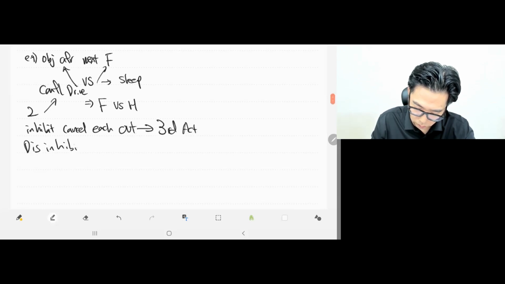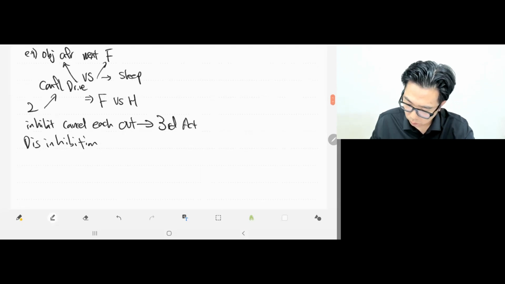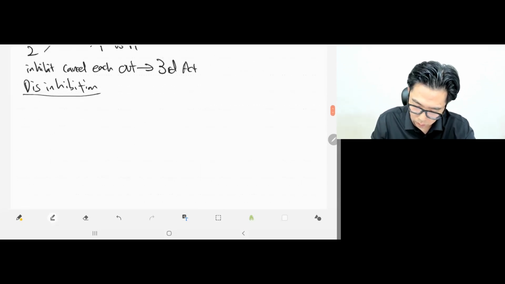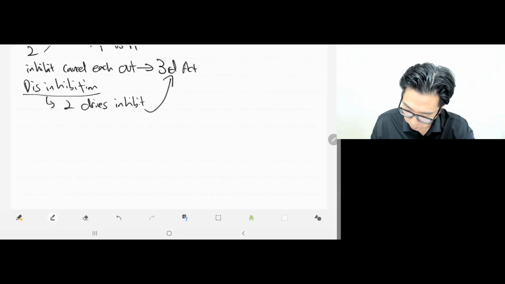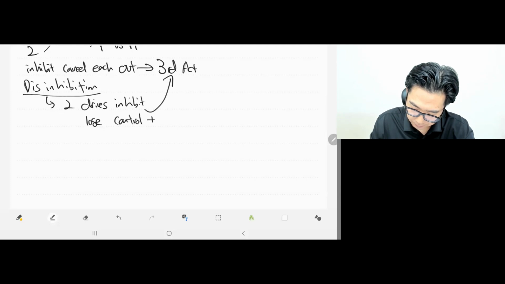Now, in disinhibition, the basic idea is that two drives that seem to inhibit, to hold back a third drive, well, they get in the way of each other in a conflict situation and somehow lose control, lose their inhibiting effect on that third behavior, which means that the third drive surfaces. It's expressed in the animal's behavior.